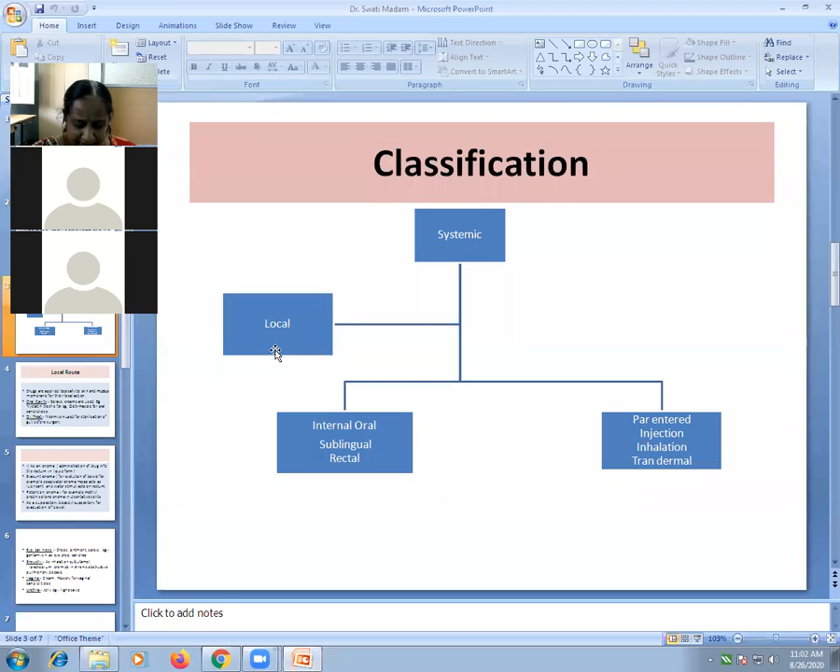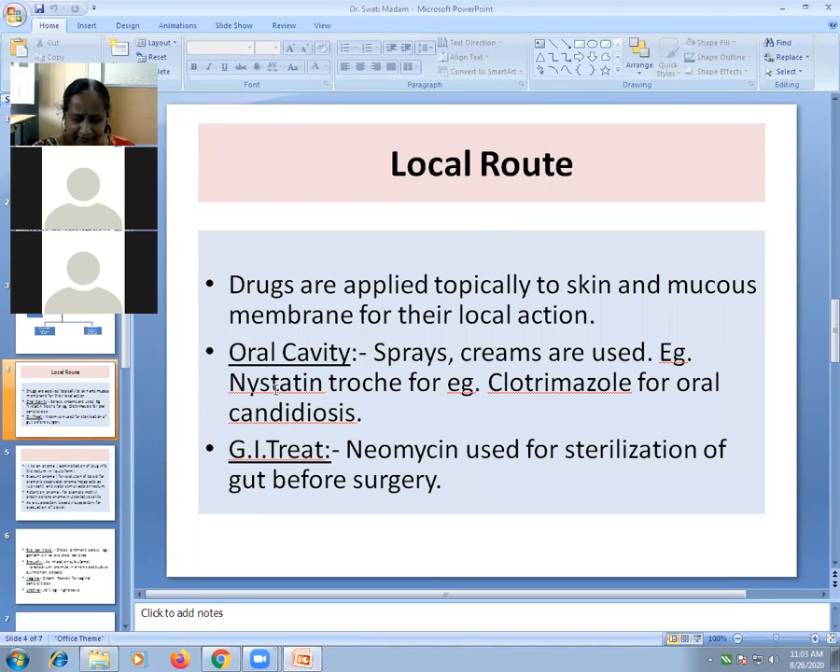For the oral cavity we use sprays and creams. For example, nystatin patch or clotrimazole is used for oral candidiasis. This means for the oral cavity, in the local route, these sprays and creams are used.